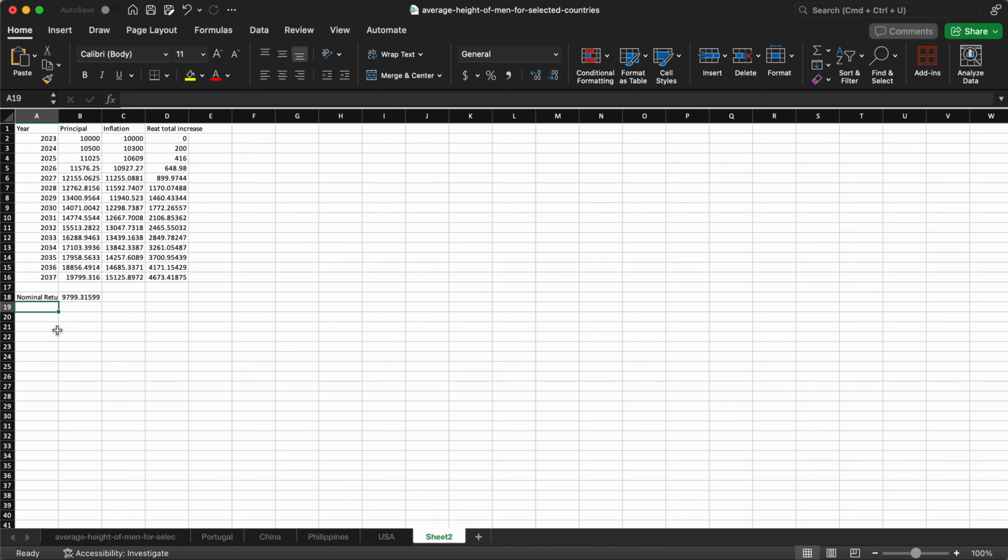Then the last question is, what is your real return? Now your real return accounts for inflation. So this will be equal to this number here in cell D16. That's the real return you got off this investment accounting for inflation.